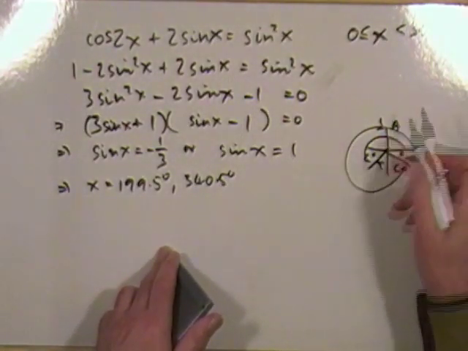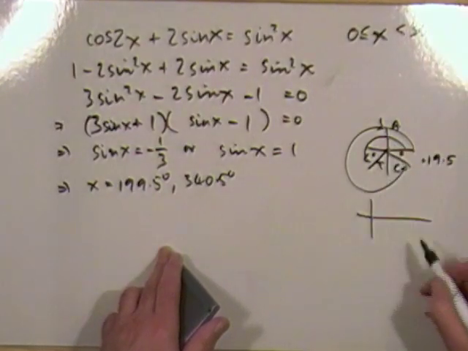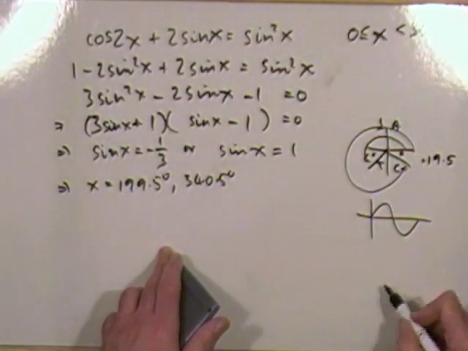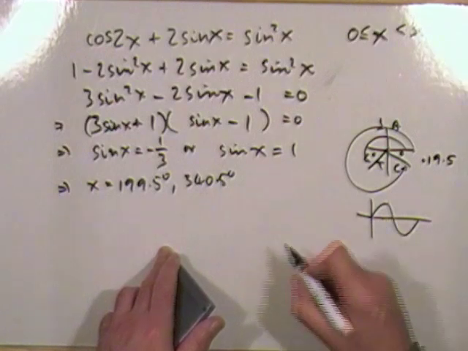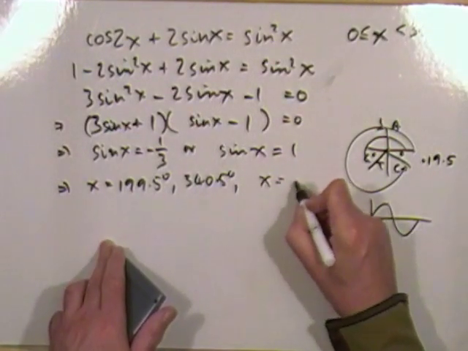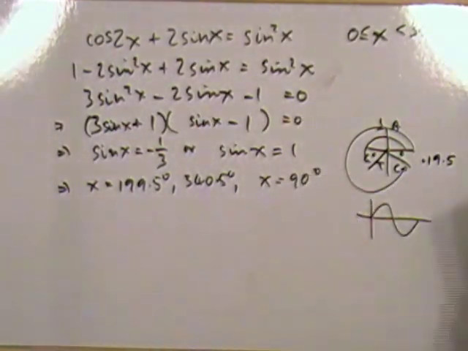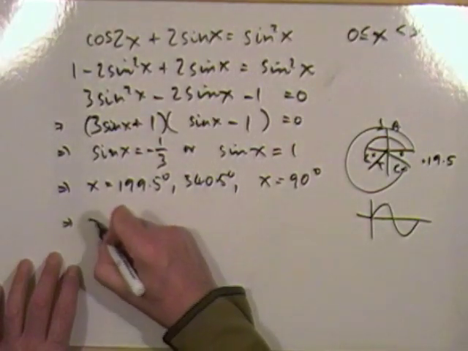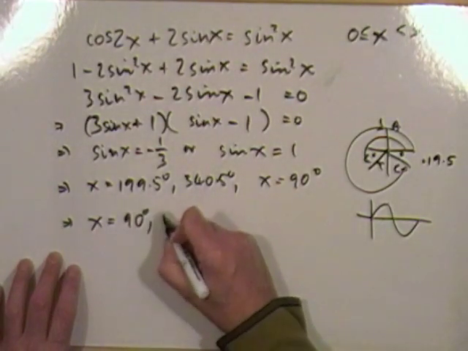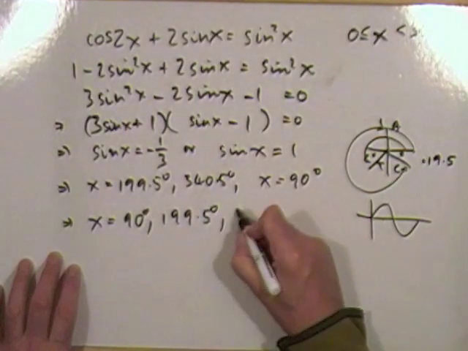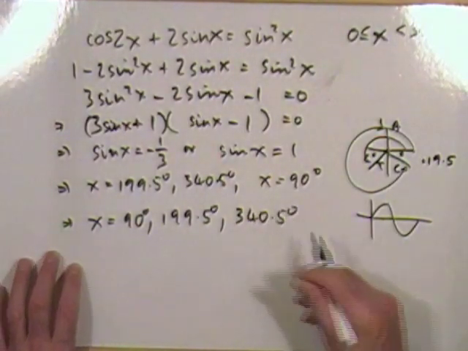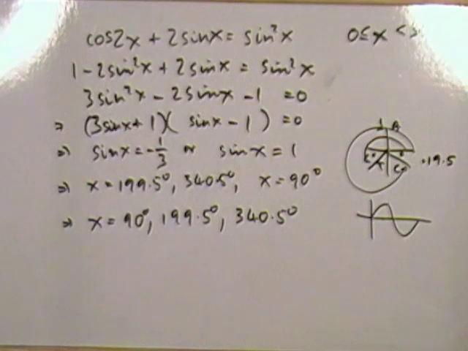Sin x equals 1, not going to get it from that table, just going to use the graph. The sine graph looks like this. Only gets to 1 once, that was at 90. X equals 90. And then just put them into order. So the solution would be 90 degrees, 199.5 degrees, and 340.5 degrees, and that's that one done.